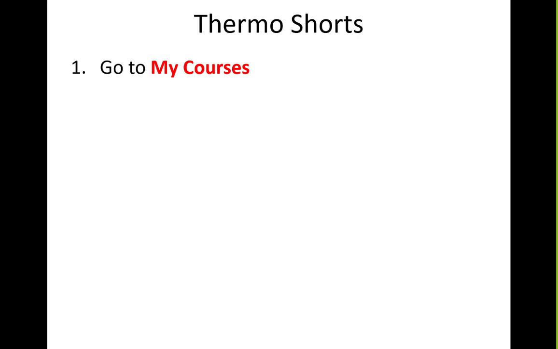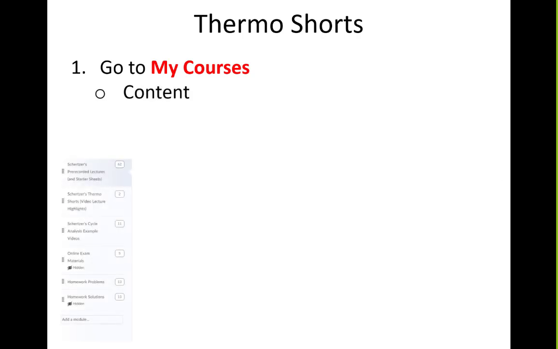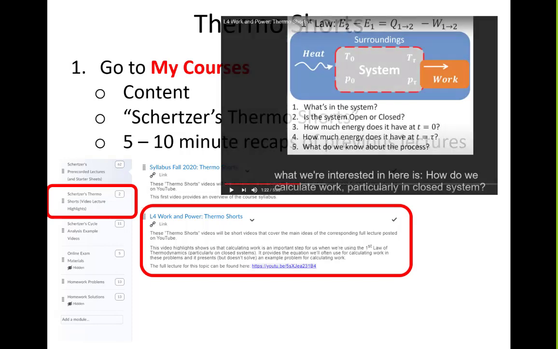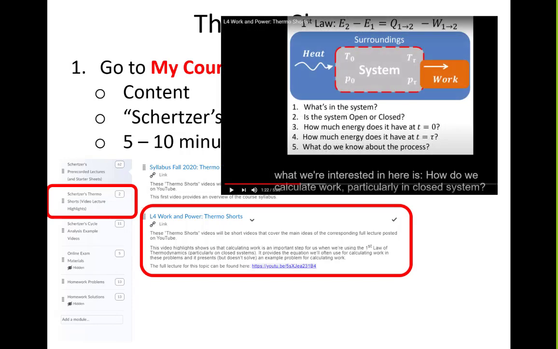There we go. So we do have access to the thermo shorts that are on my courses too. These are kind of condensed, maybe 5 to 10 minute versions of the lectures. If you go into content, there should be a tab there called Schertzer's Thermo Shorts. In here, for each one of the videos, there should be that 5 or 10 minute condensed version of the lecture. You can also find those on my YouTube page. So you just click on that and you'll get whatever the link is, right?